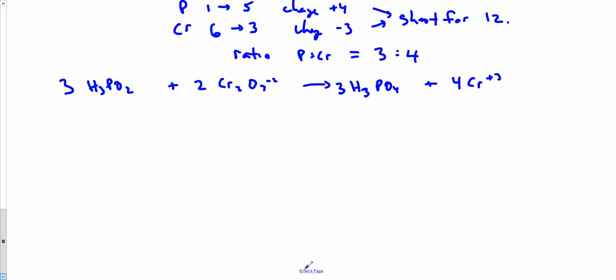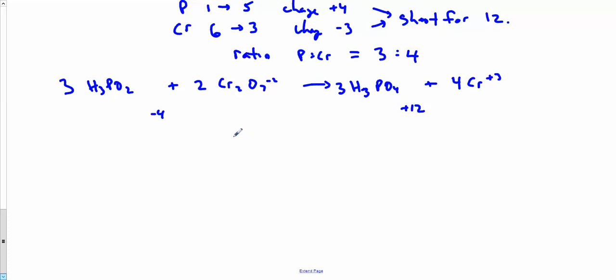Next up, we should balance for charge. This side of the equation has a charge of -4. This has no charge. I have two things at -2, gives me -4. This side has a charge of +12.